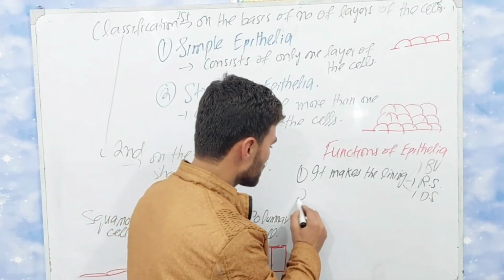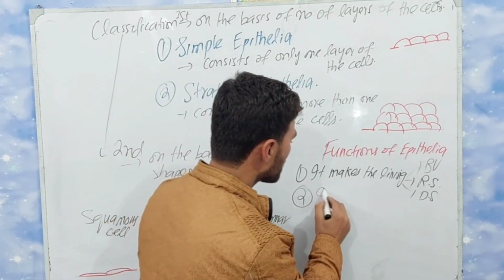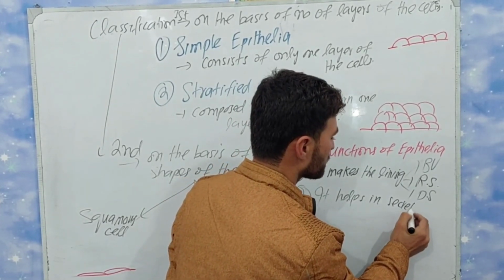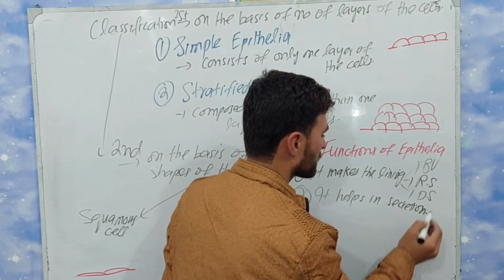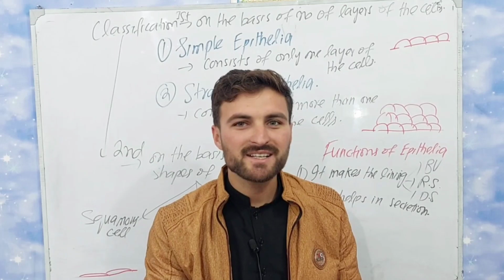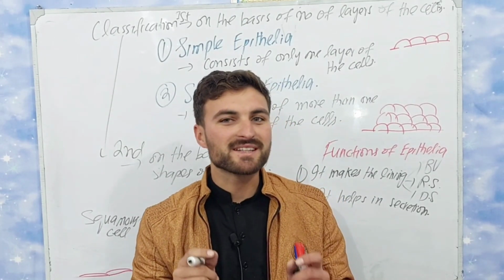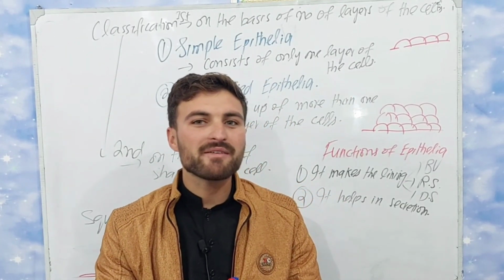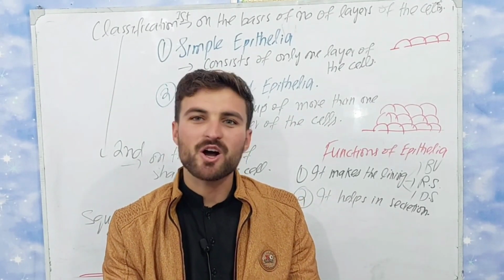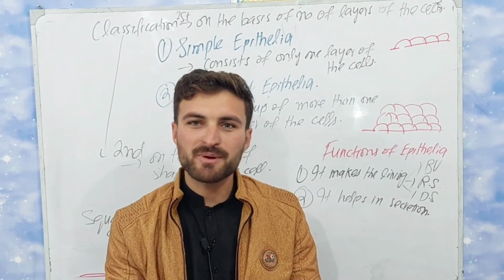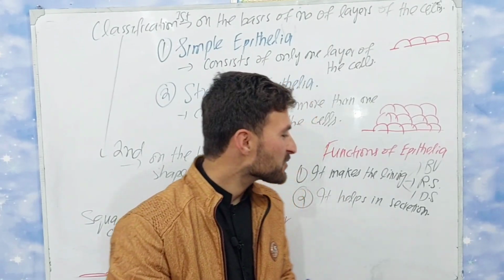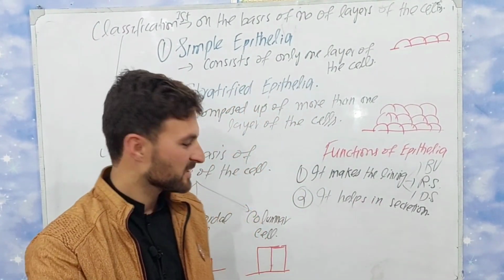The second function is that it helps in secretion. In the last lecture we also discussed the glandular epithelia. In glandular epithelium we have glands, and glands have the property of secretion. They secrete sebum, hormones, etc. So epithelial tissue also helps in secretion.